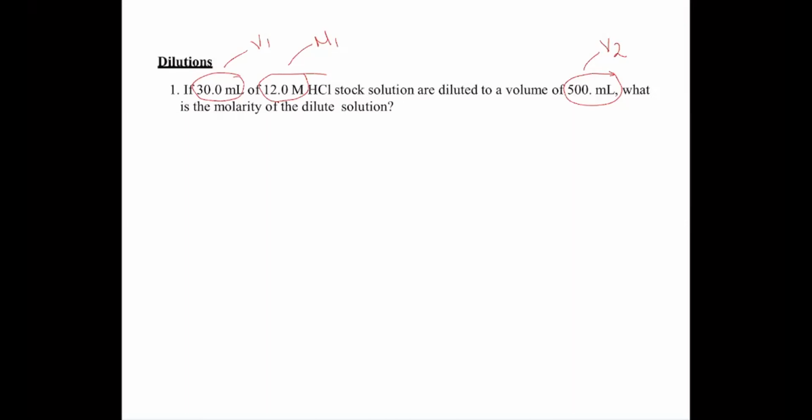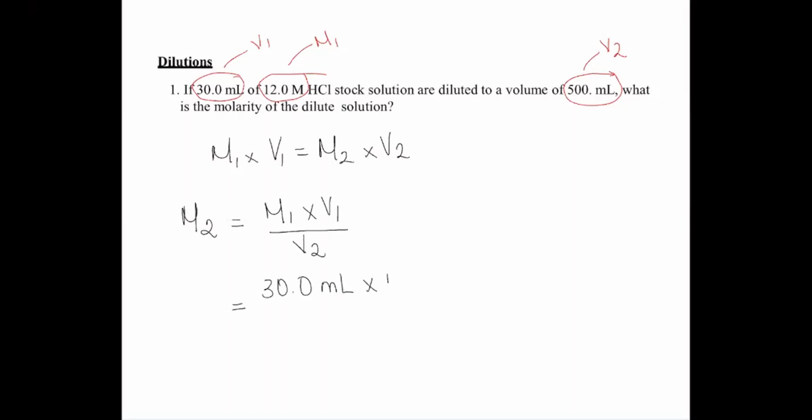So taking this into account, because I'm trying to calculate the new molarity after I diluted it, I'm going to use my equation M1 times V1 equals M2 times V2. Here, I'm solving for M2, so when I rearrange my equation, M2 is going to equal M1 times V1, everything divided by V2. I put all my information into my equation, 30.0 milliliters times 12.0 molar divided by 500. milliliters. The milliliters are going to cancel.